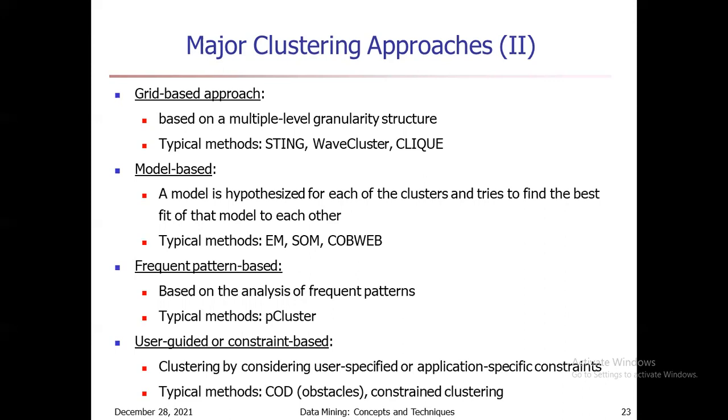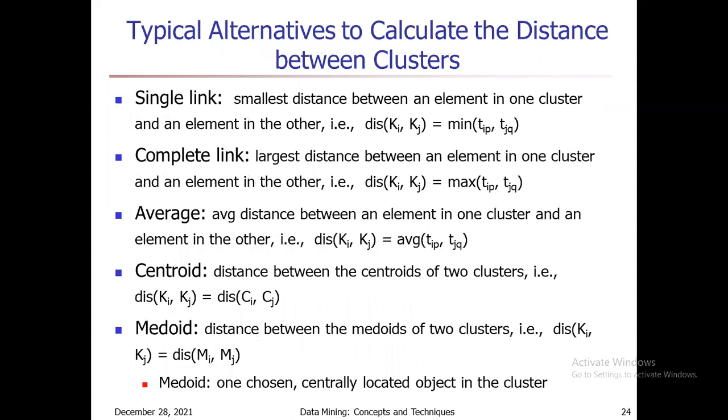Then the frequent pattern based approach, based on the analysis of frequent patterns, with typical methods such as pCluster. And user guided or constraint based clustering, which clusters by considering user specified or application specific constraints, and typical methods are COD, that is clustering with obstacles, and constrained clustering. Okay, so these are the major clustering approaches.